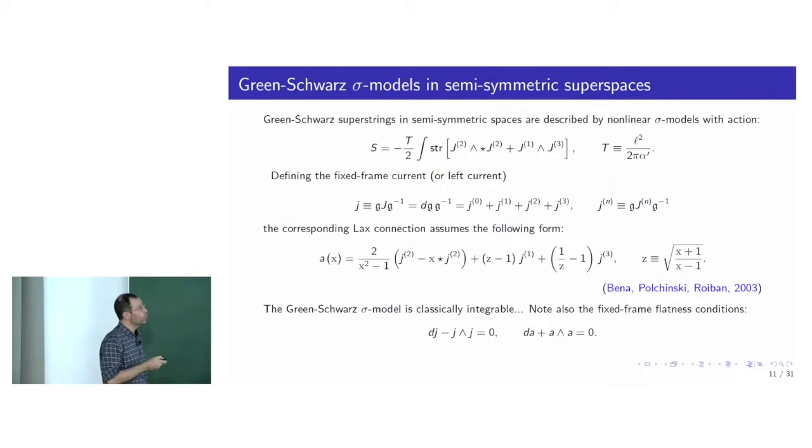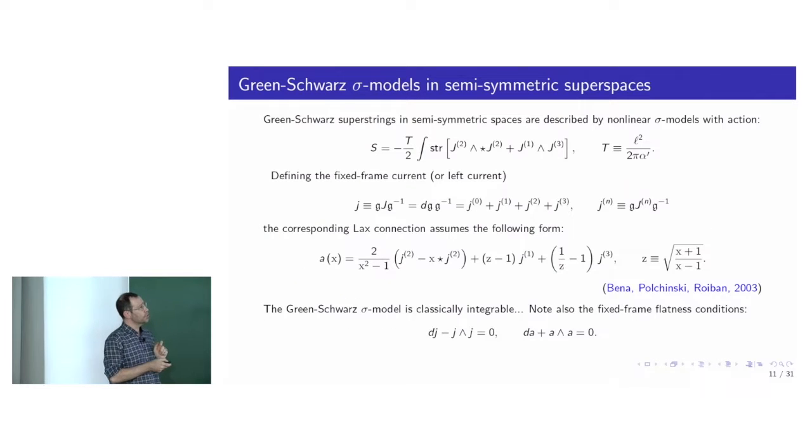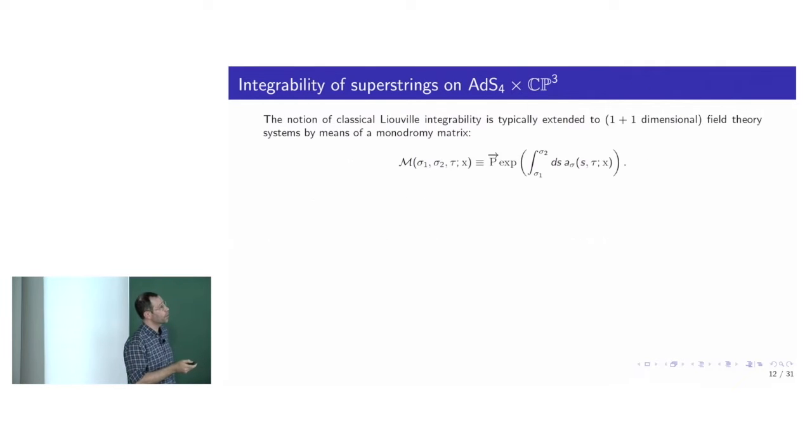Now there exists a more convenient form of the current, which is the so-called fixed frame current. The one that we just showed here is the so-called moving frame current, big J. Small j is the left current, which is given in terms of this transformation. And this again is still flat, but it gives rise to a more convenient form of the Lax connection, which does not contain the invariant subset, the bosonic element. And this is what was famously used by Bena, Polchinski, and Roiban to prove integrability of these strings. And let me go through their argument very quickly.